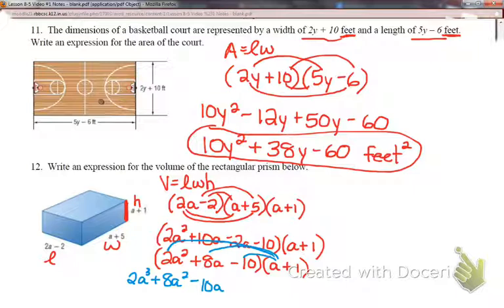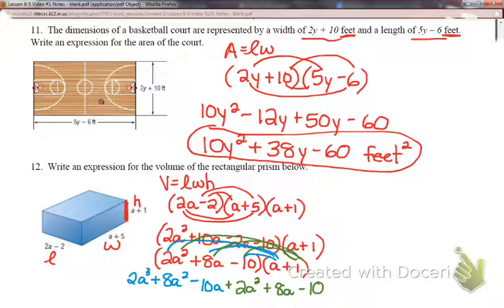Now we need to distribute with the 1 that's still there. So take this 1 times each item inside of those parentheses. So that's not really hard to do because it's times 1. So 1 times 2a squared is 2a squared. 1 times 8a is 8a, so plus 8a. 1 times negative 10 is negative 10.